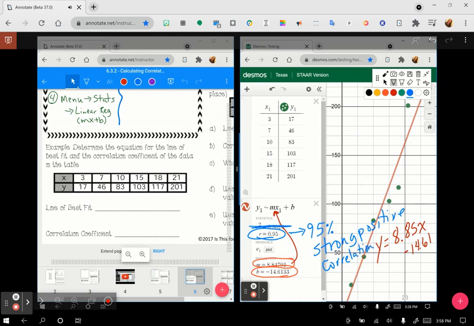So this is how you would do it on Desmos and get Desmos to give you the same thing. You just have to remember to type this in to get it to do it for you.